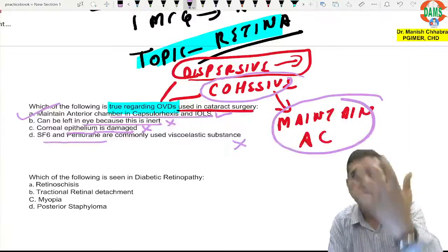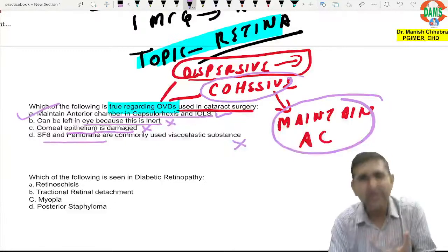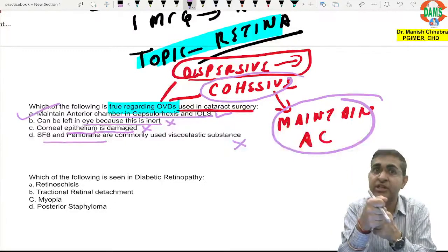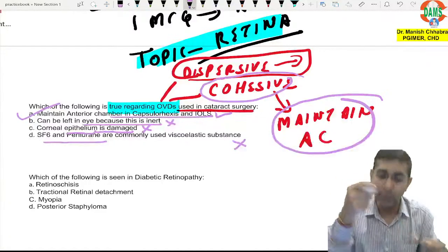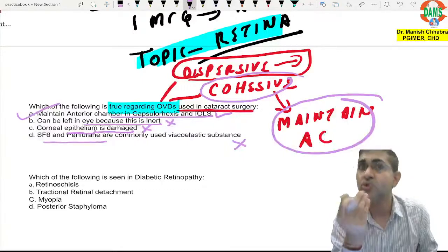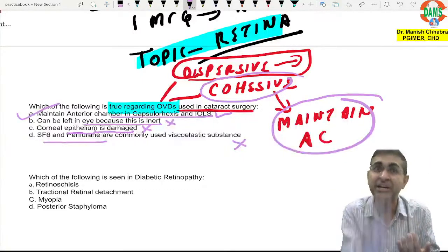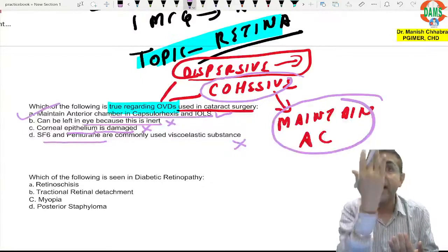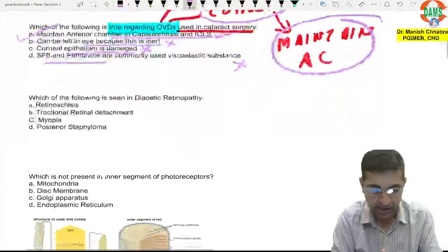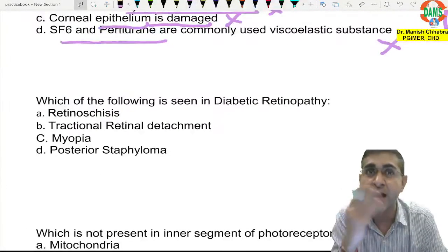In intraocular surgery, not only capsulorhexis and IOL implant, even when you are doing phacoemulsification, you need to put the dispersive OVD from time to time because you don't want the lens pieces to fly in the anterior chamber, hit the back of the endothelium and damage it. Okay. Now the next question was, which of the following is seen in diabetic retinopathy?